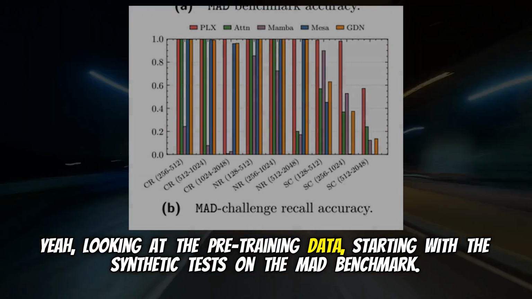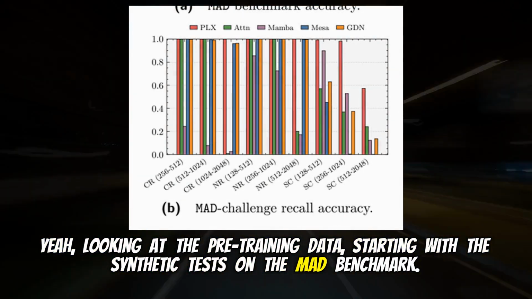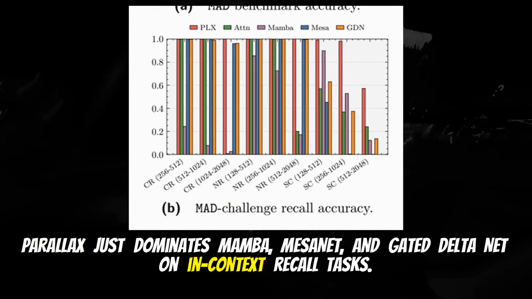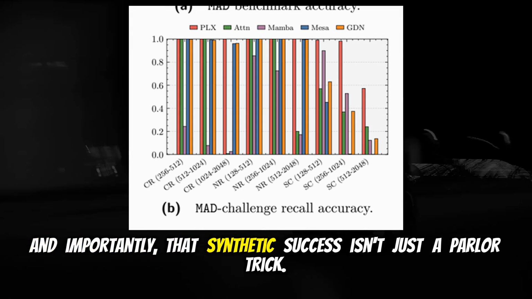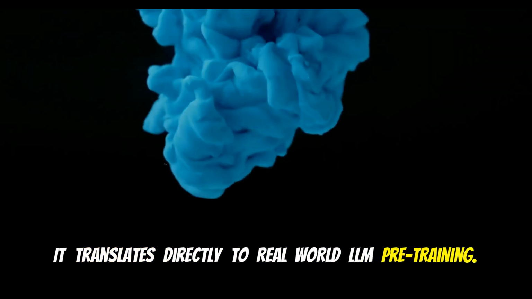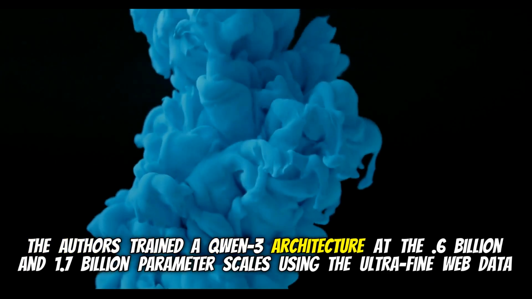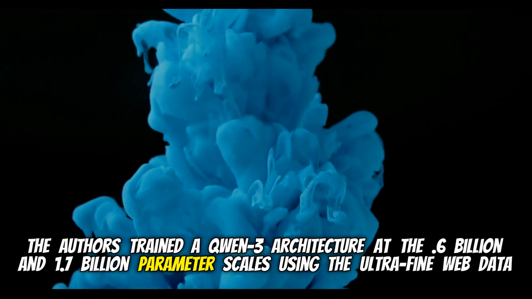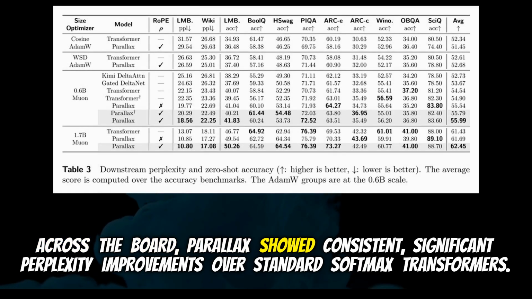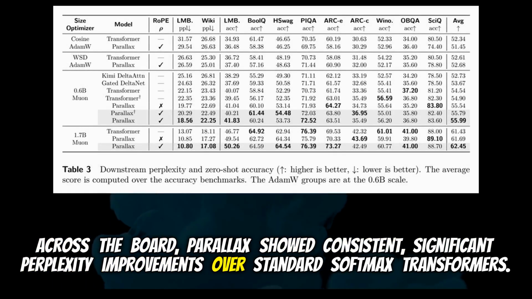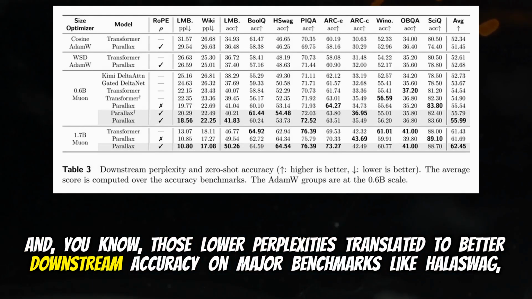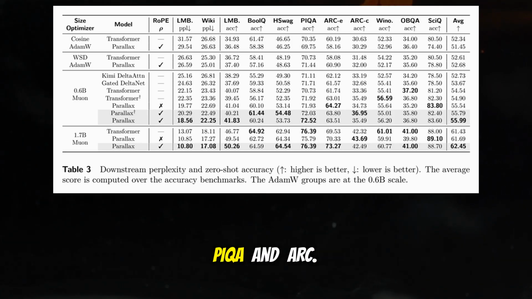Yeah, looking at the pre-training data, starting with the synthetic tests on the MAD benchmark, Parallax just dominates Mamba, Mesanet, and Gated DeltaNet on in-context recall tasks. And importantly, that synthetic success isn't just a parlor trick. It translates directly to real-world LLM pre-training. The authors trained a Qwen 3 architecture at the 0.6 billion and 1.7 billion parameter scales using the UltraFineWeb dataset. Okay, solid dataset. Across the board, Parallax showed consistent, significant perplexity improvements over standard softmax transformers. And those lower perplexities translated to better downstream accuracy on major benchmarks like HellaSwag, PIQA, and ARC.